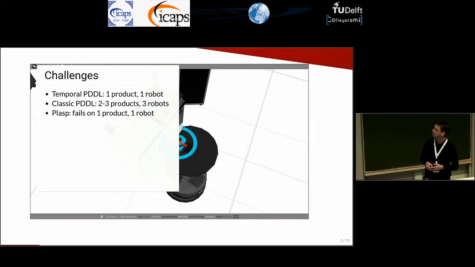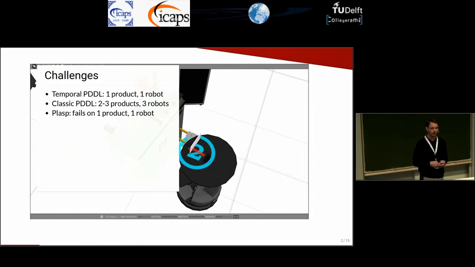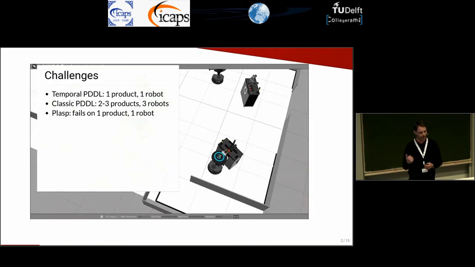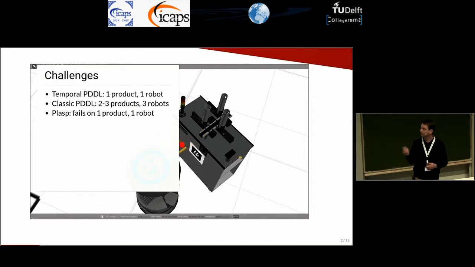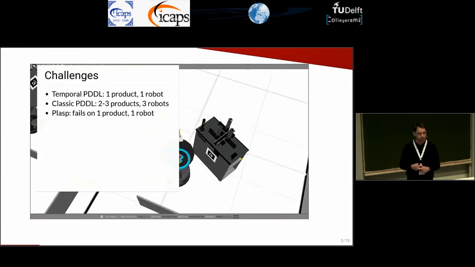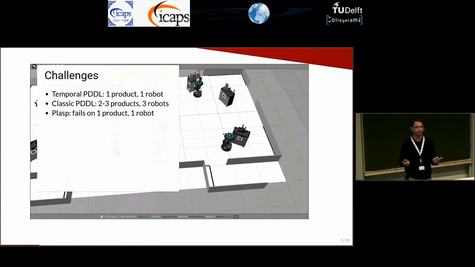So the challenges that we face: we tried this with a couple of approaches. If we run this with temporal PDDL, we are able to plan for a single product with a single robot. If we scale any of those two, we don't get a plan in feasible time. With classic PDDL or ADL, we get 2 to 3 products for all 3 robots, so that's decent, but then we need to post-process the plan to get concurrency for the robots, so they execute it in parallel. And PLAS, which I'm going to talk about towards the end of the talk, can't do any of those.